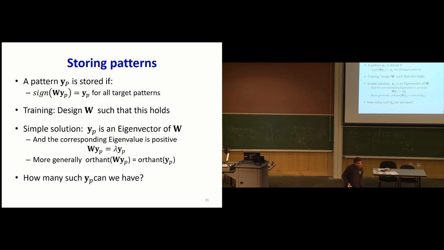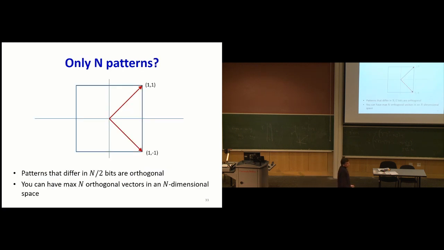Again, our weights matrix is symmetric, which means all the eigenvectors are orthogonal to one another. In an n-dimensional space, how many orthogonal vectors can you have? As many as the axes, right? So only n. Which means that I can design my weights matrix to make up to n patterns stable. This is by design. Something happens which introduces undesirable memories, but we'll get to that, right?